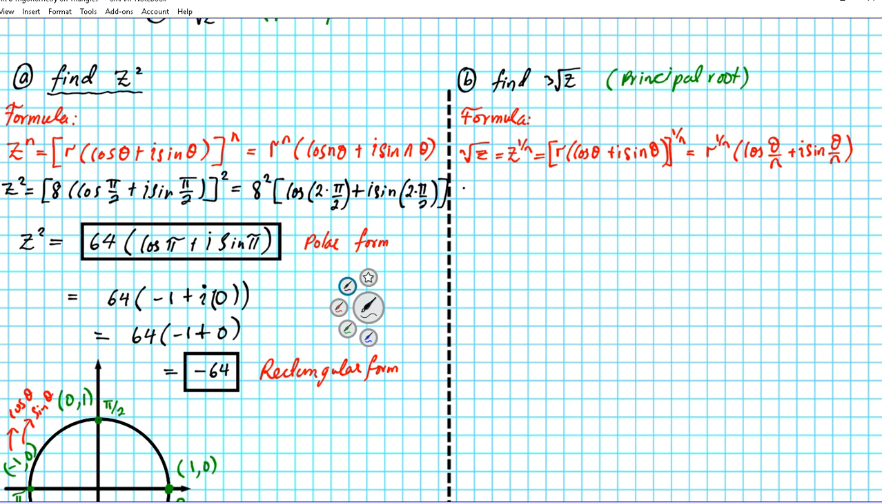So the third root of z is going to be equivalent to z to the 1/3 power. What we're doing is we have this complex number in polar form, 8 cosine pi over 2 plus i sine pi over 2.